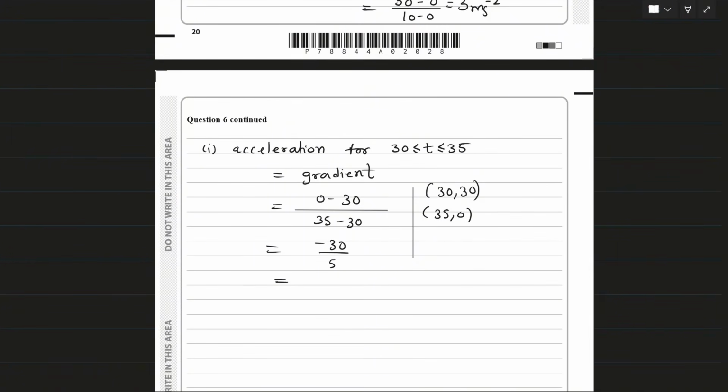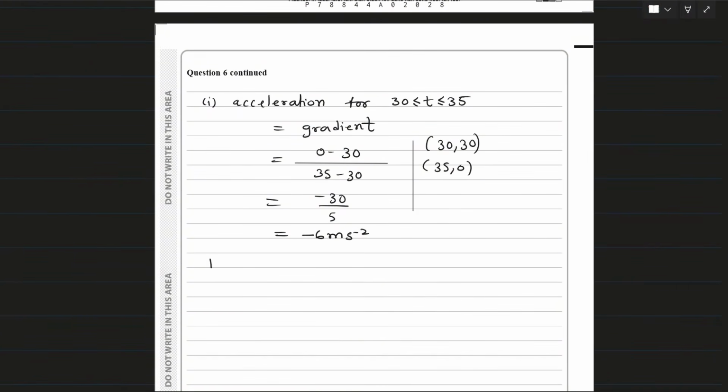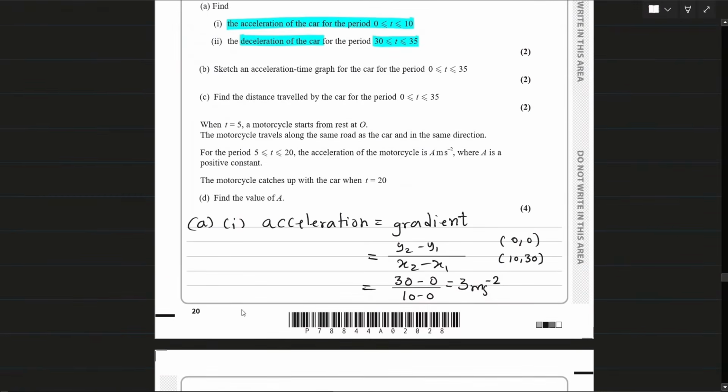and ultimately we get 6 meter per second square. Specifically, minus 6 meter per second square. So the acceleration of our vehicle in that period is minus 6 meter per second square. We know that deceleration is the negative of acceleration. As acceleration is minus 6, the deceleration would be 6 meter per second square. So this is our answer for A2.